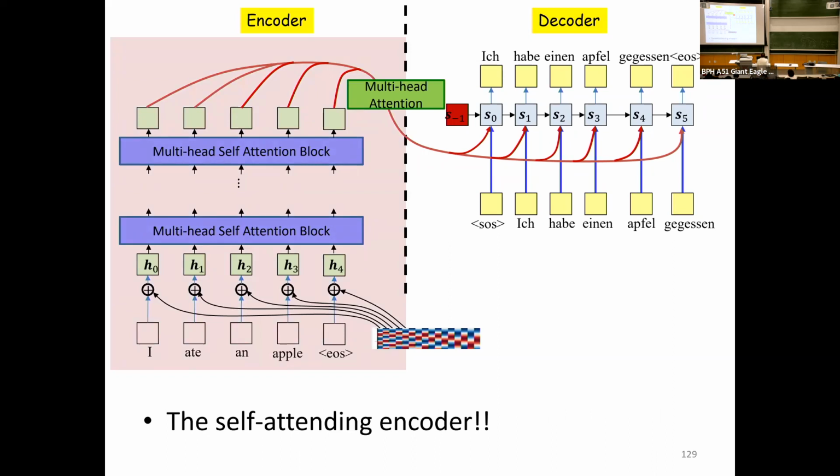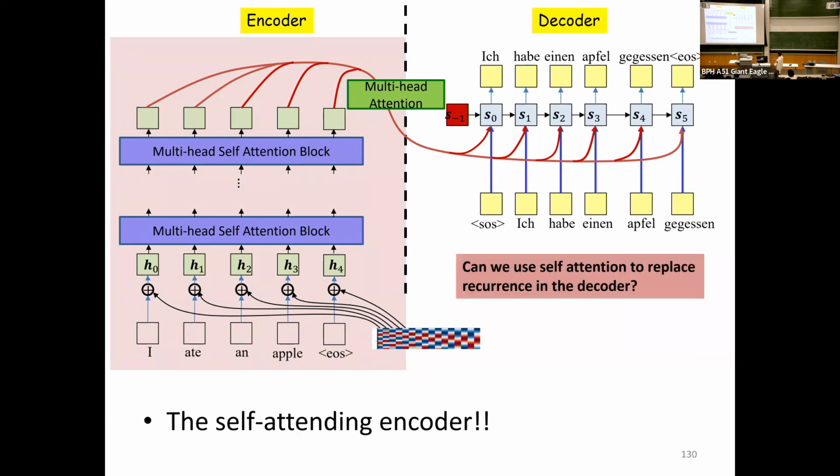So this is the self-attending encoder where the recurrence has been replaced by self-attention. Can we use self-attention to replace recurrence in the decoder? The problem with using self-attention is that you're computing a weighted sum of everything, including things in the future. But the decoder is an autoregressive model. It's taking the latest word to generate the next word. So you can't actually use this basic self-attention model for the decoder.